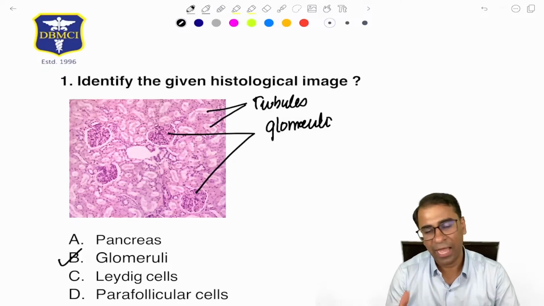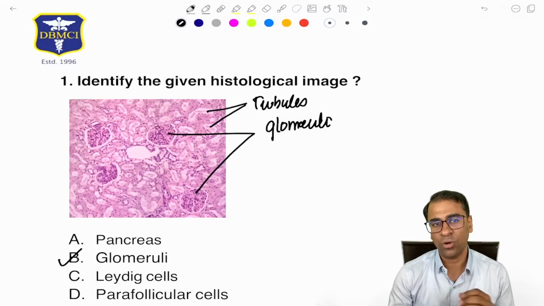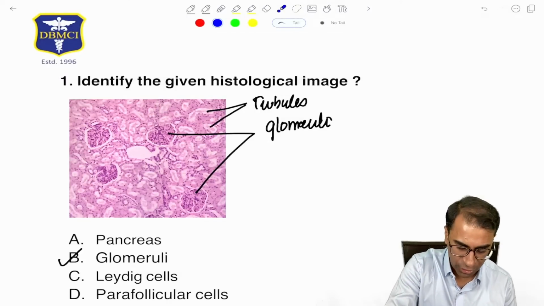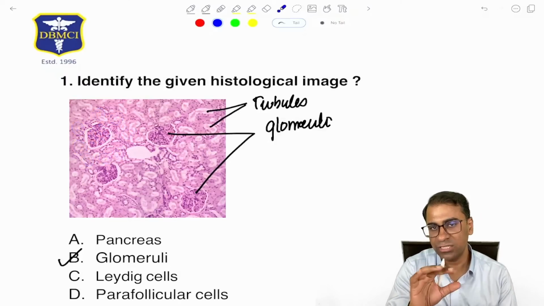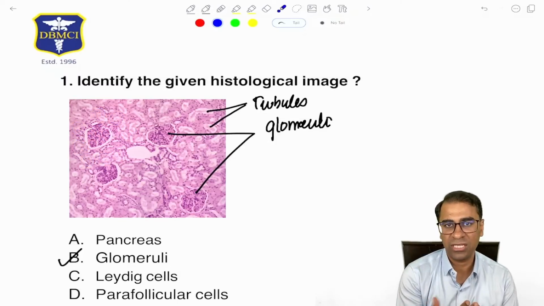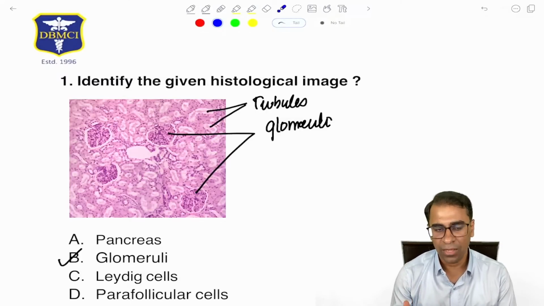If this had been a pancreas, it would have shown islet cells, and the area would not have looked like this. It should have been round glands, which are the exocrine portion, and between them there will be cells like this. Those would be the islet cells of the pancreas. So if you see a gland along with small colored cells in it, that would be pancreas. But this is actually a glomeruli.